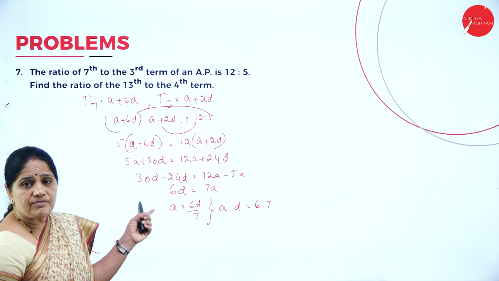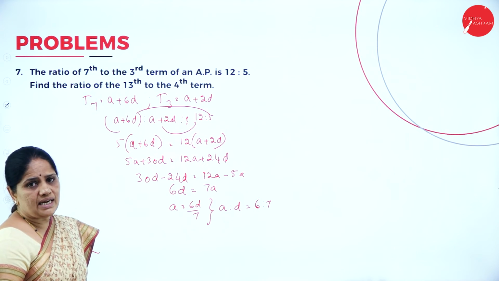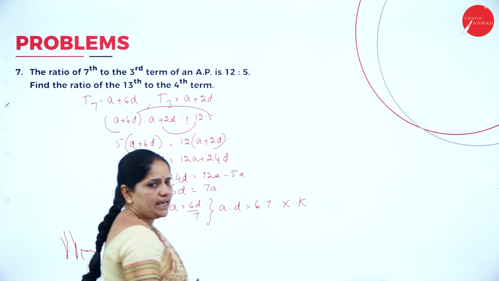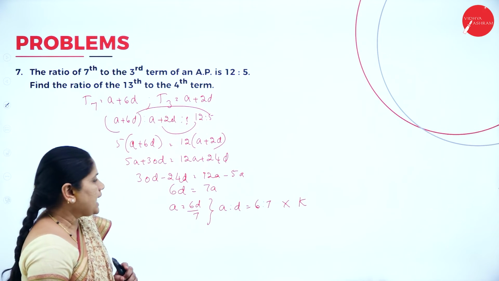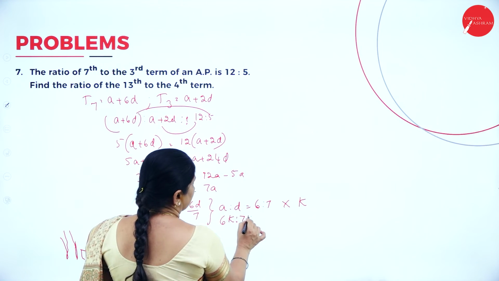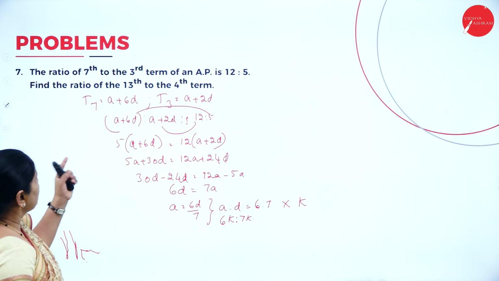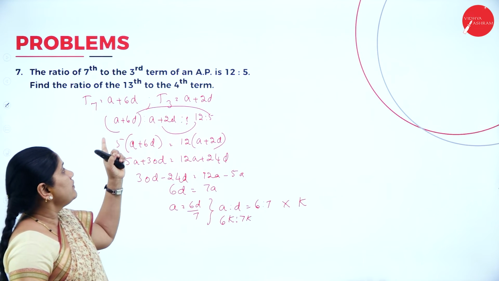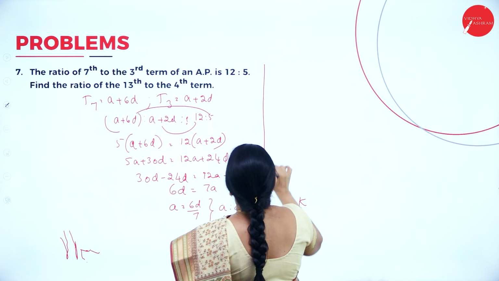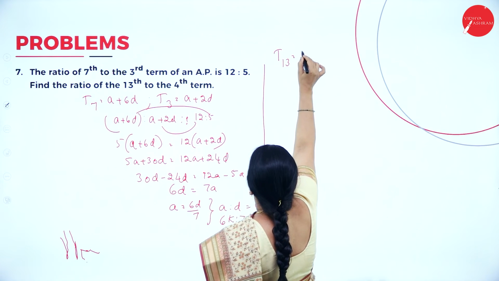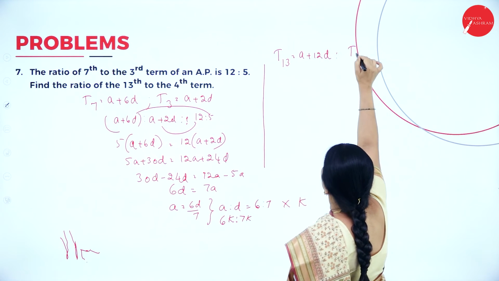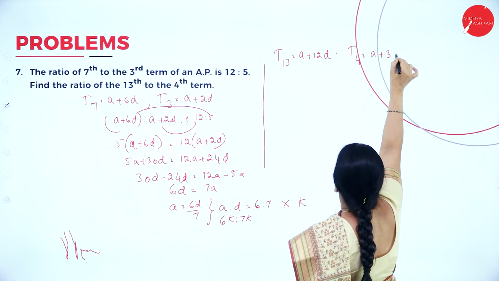So we know the ratio of A is to D, but we don't know the exact value. So I will multiply by a common factor K. So one common factor K I have taken. So A is to D equals 6K is to 7K. Now what is the next part of the question? Find the ratio of the 13th and the 4th term. So we want the 13th term. So T13 will be A plus 12D and T4 will be A plus 3D.